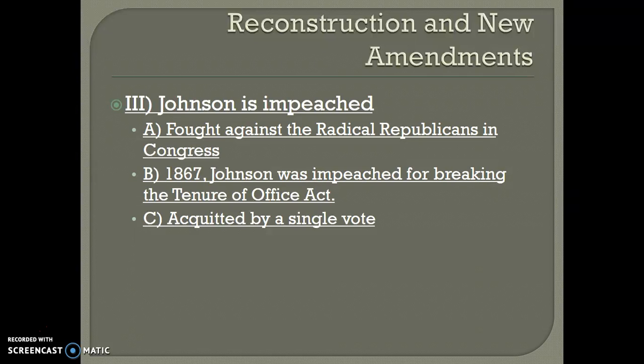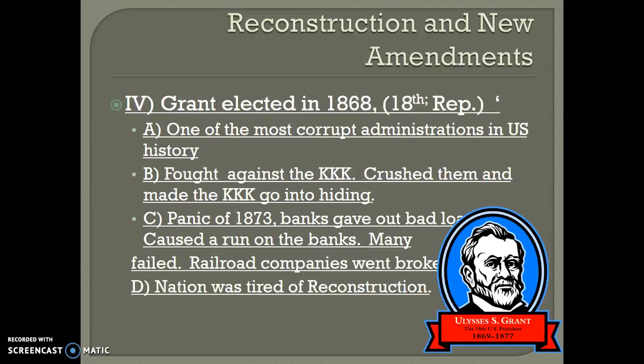In 1867, Johnson was impeached for breaking what was known as the Tenure of Office Act. More or less, Johnson fired someone who was high up in the executive branch without informing Congress of why, and that was considered illegal. So he was impeached, but not removed, because he was acquitted by one single vote. So if one more person had voted against Johnson, he would have been removed from office. But because that one vote went for acquittal, he was not removed from office.